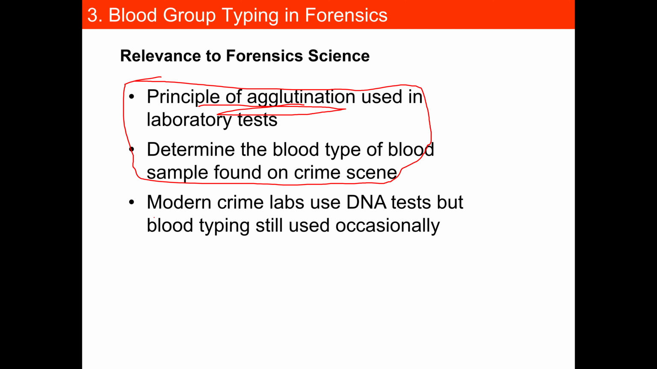Okay, so modern crime labs nowadays more or less use DNA tests, but blood typing is still used occasionally, right? Especially when DNA tests are not available, because we know that DNA tests are the most accurate. They are the most accurate form of identification because you can tell the exact sequence of the DNA that is unique to all individuals compared to blood types. With blood types, not everybody will have different blood types, right? You can have the same blood type as your friend, for example, right?